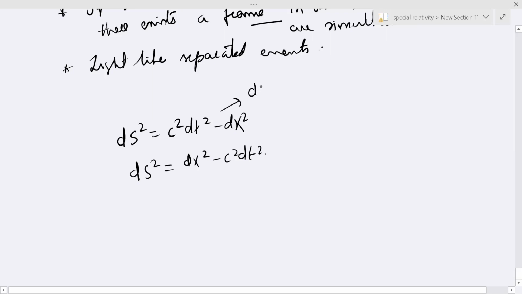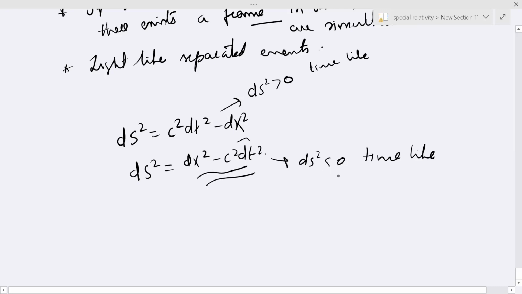So in this case, we said that if ds square is greater than 0, it's time-like separated. But in this case, they are time-like separated if ds square is less than 0. So don't get confused by this. You just have to see which one dominates. Here you see that ds square is less than 0 if time dominates, or c dt is greater than dx, etc. Is this clear? Are there any clarifications you need in this regard? No, sir. Okay, so some conceptual questions can be asked from this.